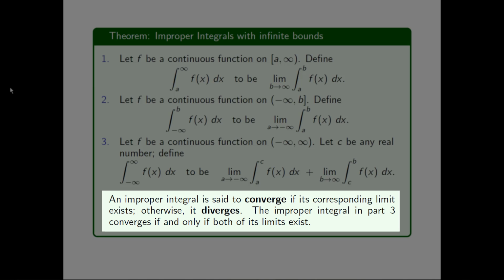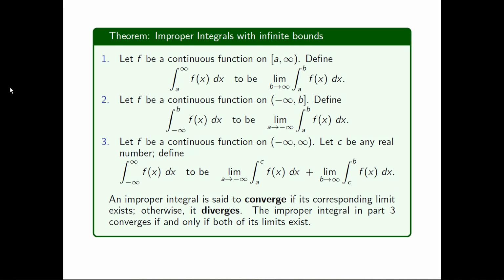And this is a very important piece here. We say that this converges if the limit exists, otherwise it diverges. We're going to talk a lot about converging and diverging, and you'll see a lot more of this when we do sequences and series in a few weeks. But for right now, we're just interested in these integrals: if that limit exists, then they converge; if not, then it diverges. In the third case, from negative infinity to infinity, both limits have to exist for it to converge.